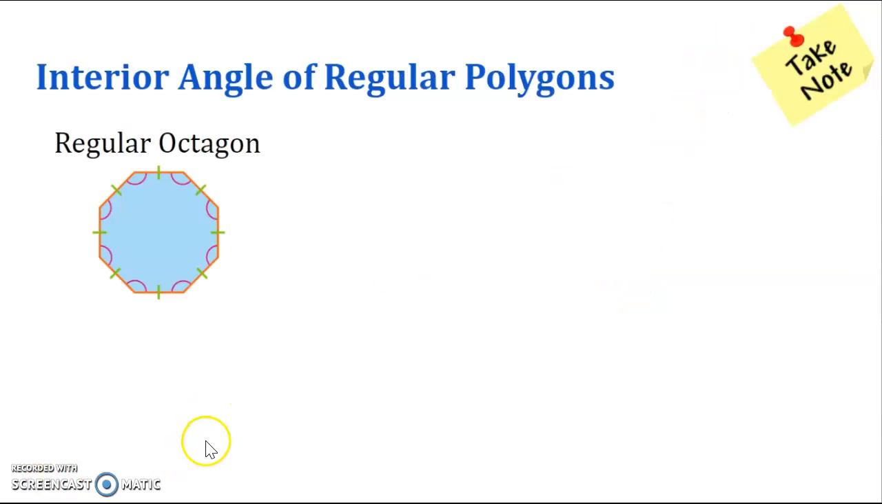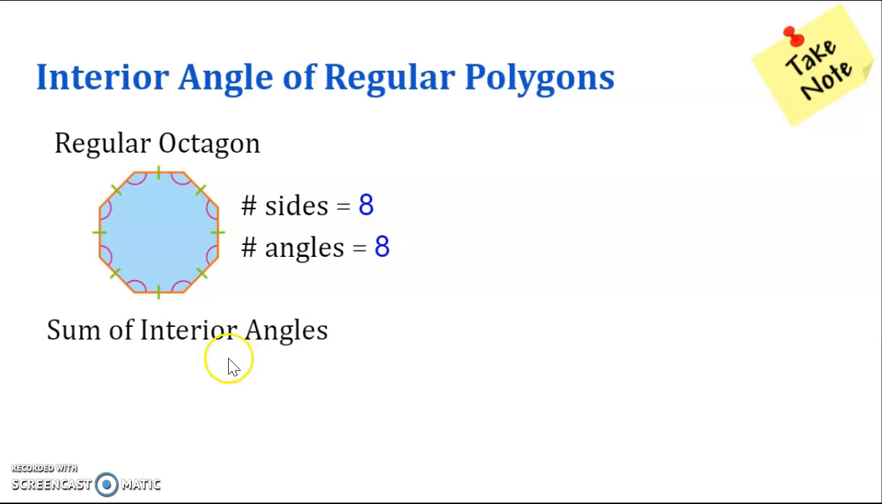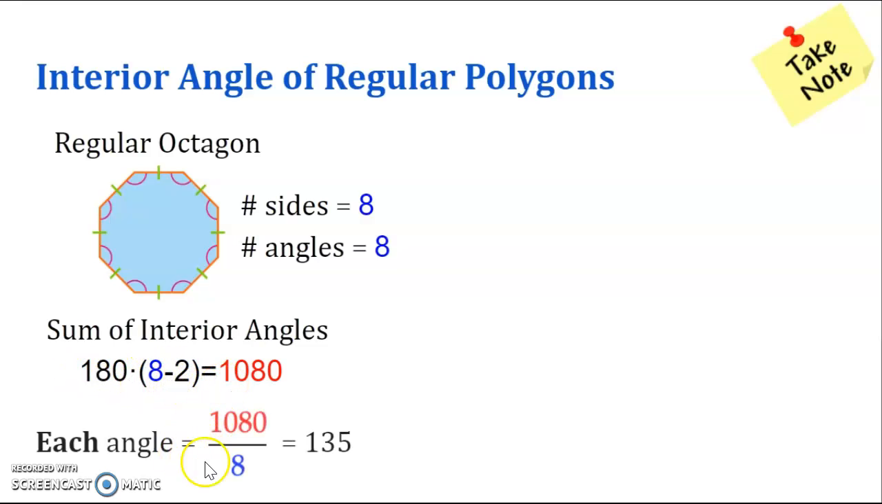Okay, so for a regular octagon, the number of sides is 8. The number of angles is also going to be 8. So the sum of interior angles is going to be 8 minus 2, which is 6, times 180, which is 1080. And we need to divide that by 8 because we have 8 angles. So 135 degrees each.